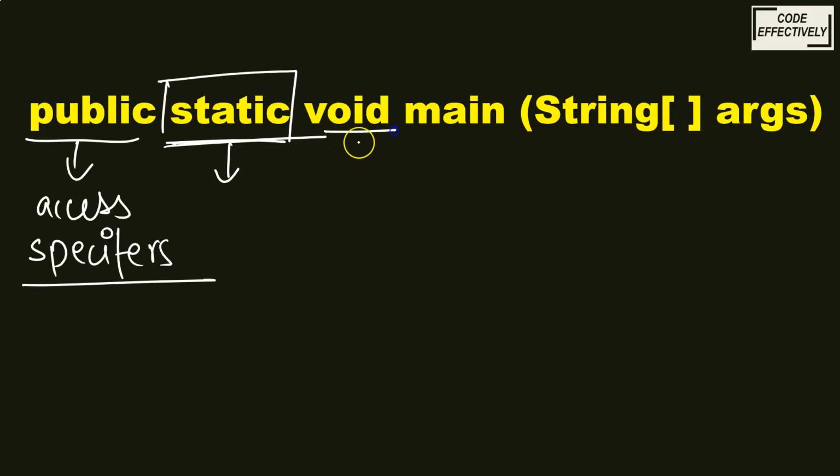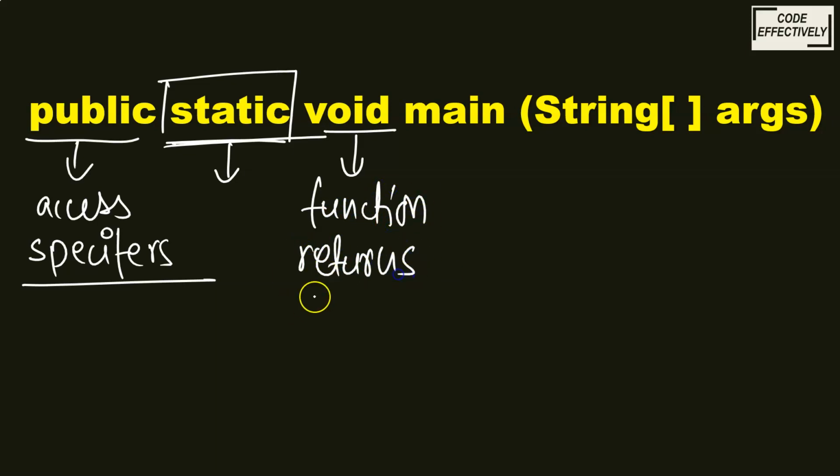Void means that the function does not return any value. What does it mean? That the function is not returning a value. Function returns no value at all. So it is returning no value.